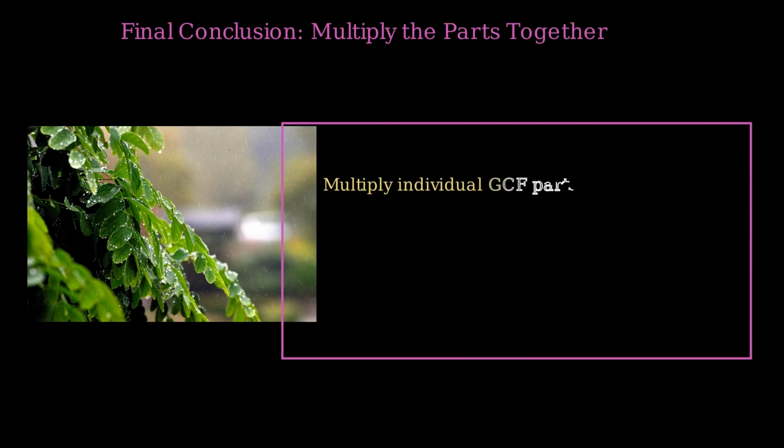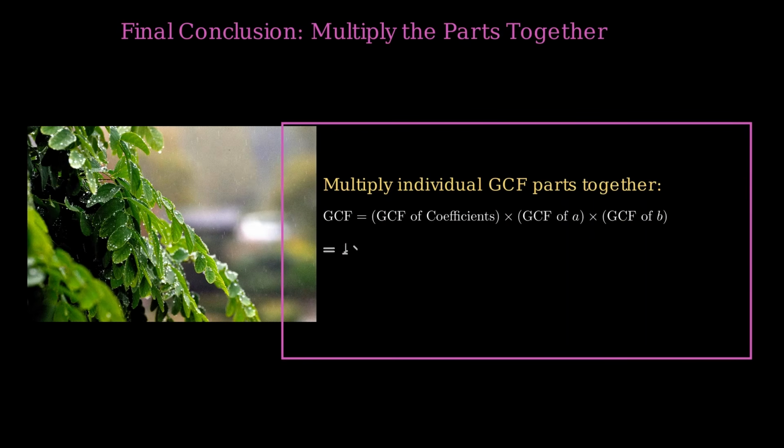Now, we simply multiply all of these individual GCF parts together. So, the greatest common factor of 12 a cubed b squared, 16a squared b cubed, and 24a to the fourth b squared is 4 times a squared times b squared. This instantly gives us 4a squared b squared. As you can see, both methods yield the exact same answer, but this way is much faster.